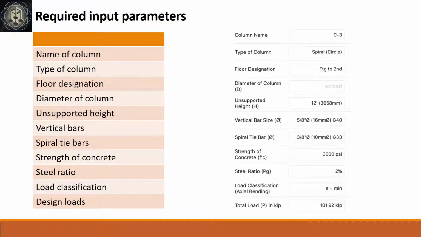Enumerate input parameters required. C3 for column name, circular shaped spiral column, footing to second floor column segment, 12 feet unsupported height, 5/8-inch diameter grade 40 vertical bars, 3/8-inch diameter grade 33 spiral tie bars, strength of concrete 3000 psi, 2% steel ratio, axial bending of minimum eccentricity, and total load of 101.92 kips.